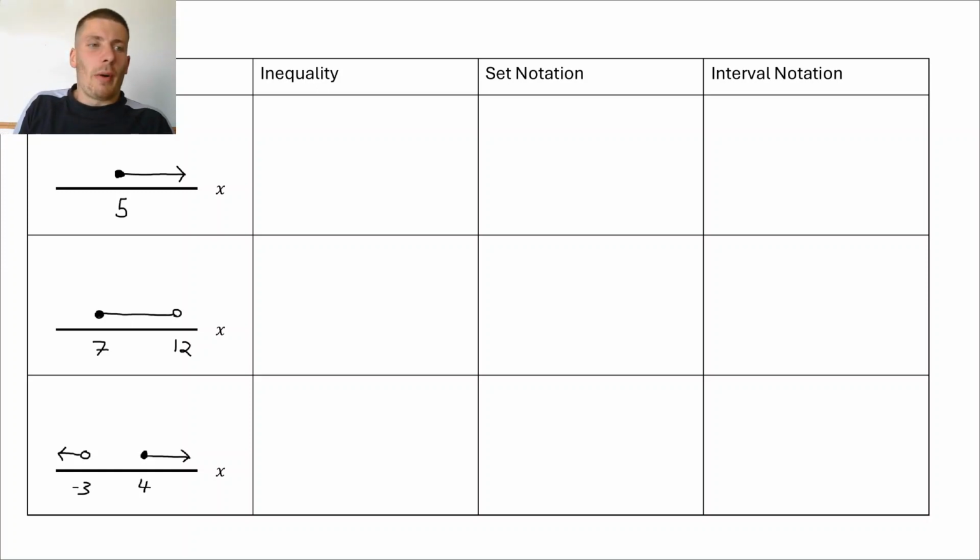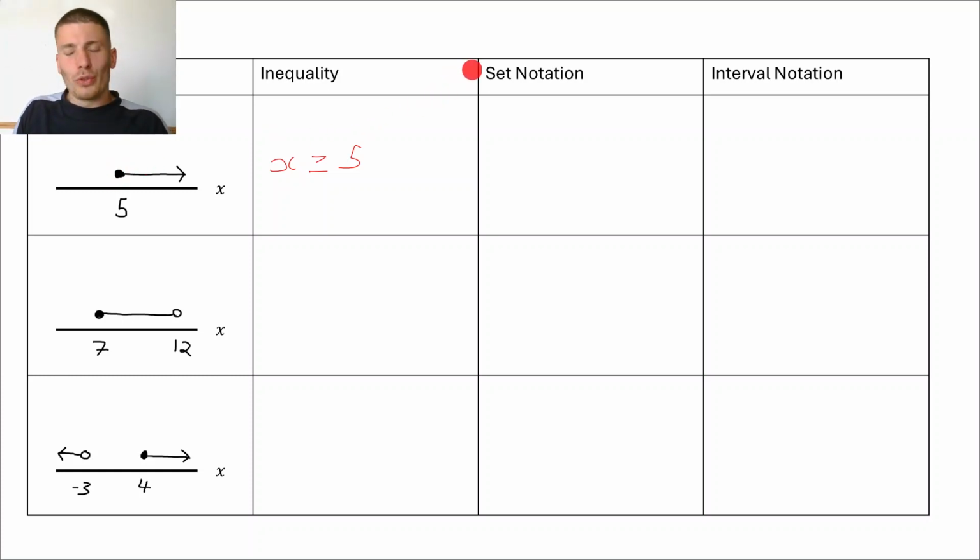Okay, the first one, I want to represent this number line here using inequality, set notation, and interval notation. Let's begin with inequality. Hopefully this one should be quite straightforward. We're just saying that your x values must be greater than or equal to 5. And I know that it's greater than or equal to because I've got a filled in circle, which is important.